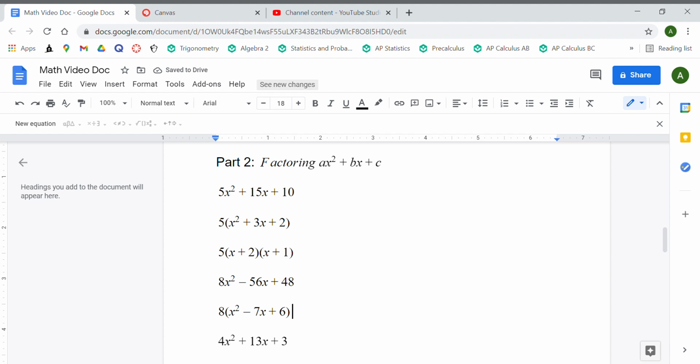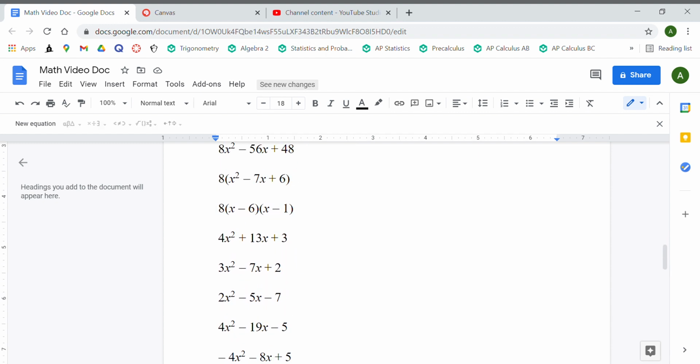We got a C value that is positive, but a B value that is negative. So, same signs, but the factors are negative. So the factors of 6 are 1 and 6, 2 and 3. 6 and 1 look like they are the factors that add up to 7, and so there's the factors right there.